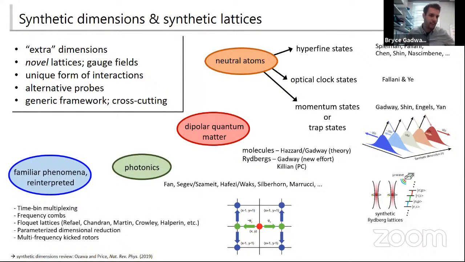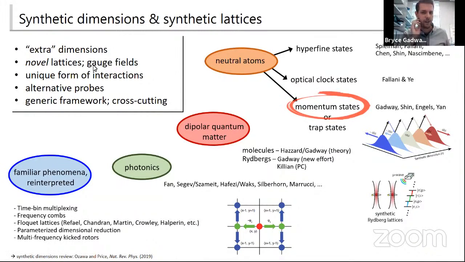And then lastly, let's say maybe there's just one big bin where you reinterpret a whole bunch of things that people have studied for a long time, but perhaps you gain a little bit of insight, or you gain some ideas for new physics by interpreting them through the lens of synthetic lattices. And so this relates to things like multi-frequency kicked rotors, localization systems, dimensionally reduced systems, frequency combs, time bin multiplexing, a whole host of things.